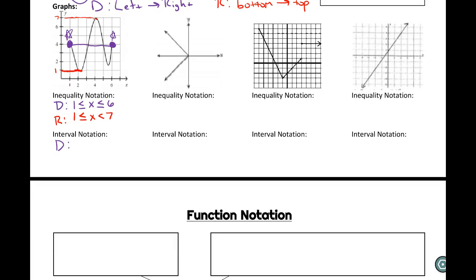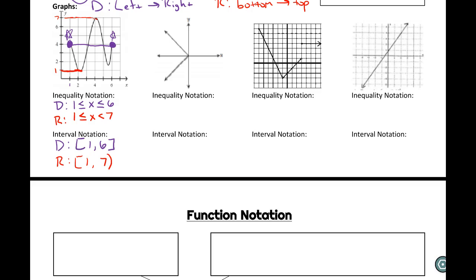Remember I said we use brackets to include numbers. So this is how I'd write this in interval notation: bracket 1, 6, and close the bracket. For my range, we said it includes 1, because 1 is less than or equal to x, but it doesn't include 7 because x is less than 7. So I'm just going to use a parenthesis to close that out. It's a little bit new, and we'll practice it, but basically when it includes a number, we use brackets. When it doesn't, we use parentheses.